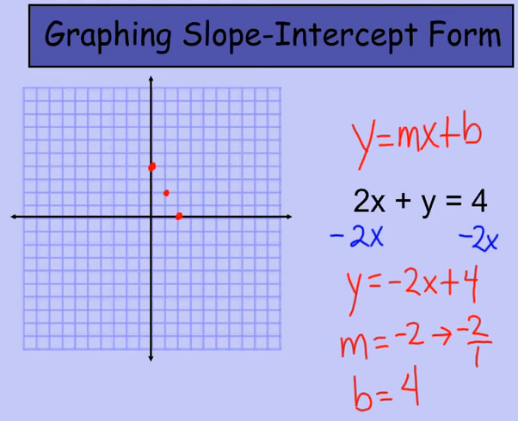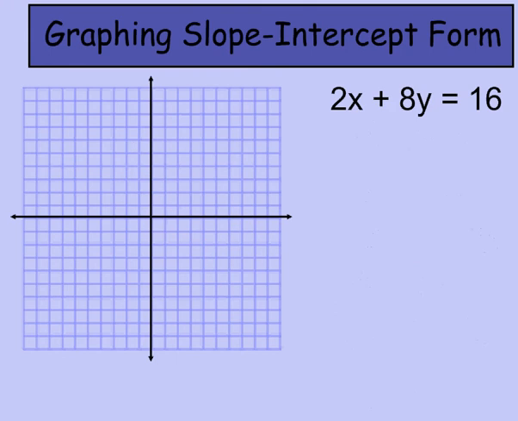Now we're going to take a line and connect our points right through there. And this will be the graph of our line. And we can see that this is true. It's going downhill, it's negative, and we did get a negative slope. Let's take a look at one more, a little bit more complicated.